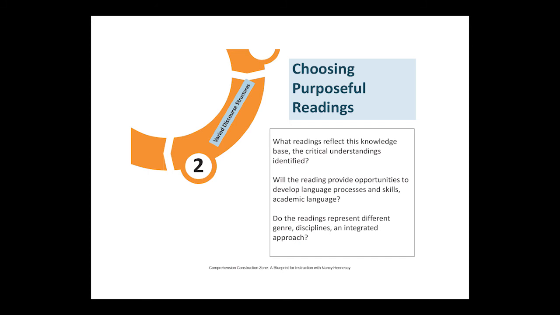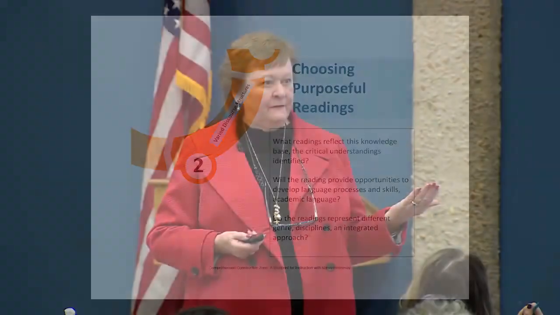And do the readings represent different genre? Disciplines, an integrated approach. Look, it's great to read narrative to kids. They love narrative. They know stories. They know stories when they come to school. So narratives are pretty easy initially for kids. But you can't just read narratives to them. You also have to read informational text so that they build content or domain-specific knowledge. So they thought quite a bit about that, all right?